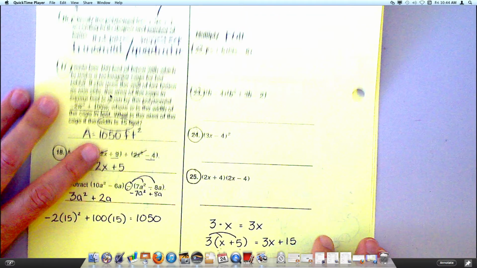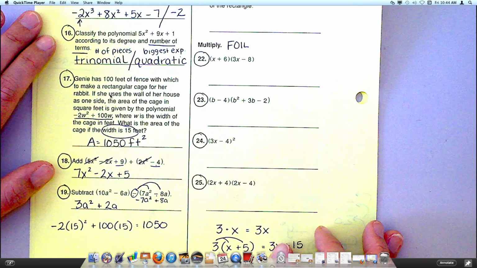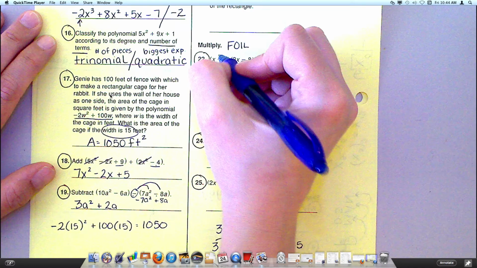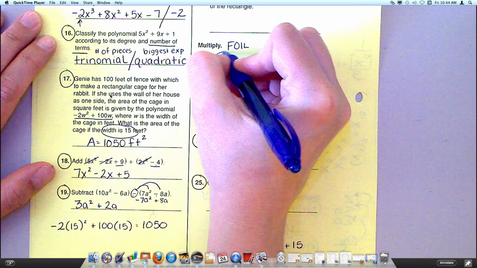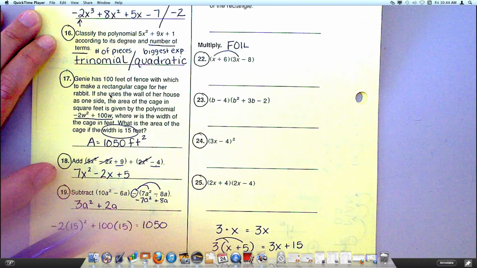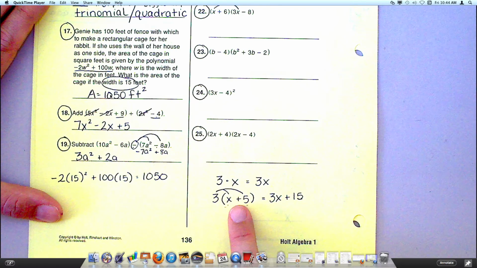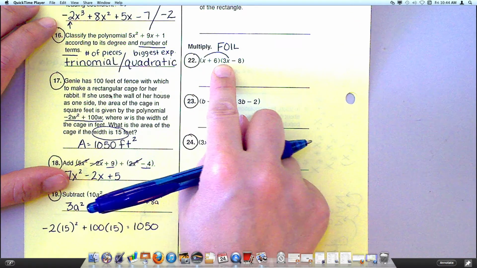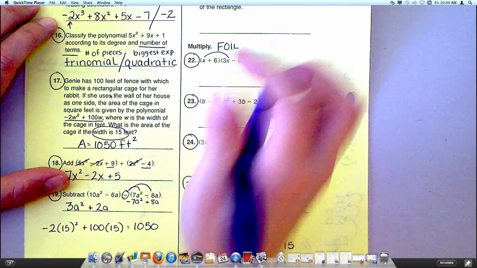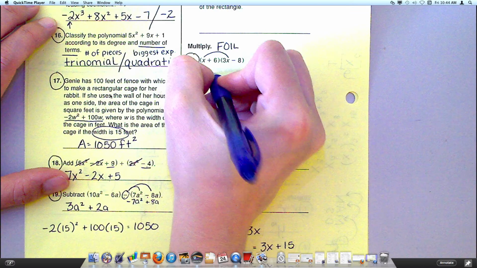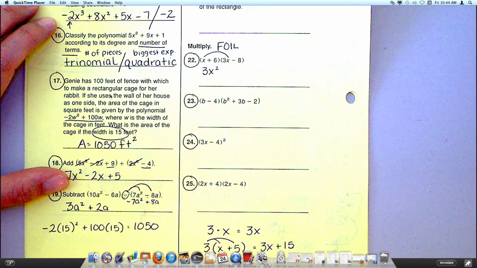FOIL is really just like the distributive property, but it's over and over again. So I want to multiply the x by the 3x. Doesn't this even look like when we do the distributive property, how we write the little rainbow bars? Okay, Megan, did you say no? Okay. What is x times 3x? 3x squared, good. Remember, anytime you do x times x, you have to have an x squared.